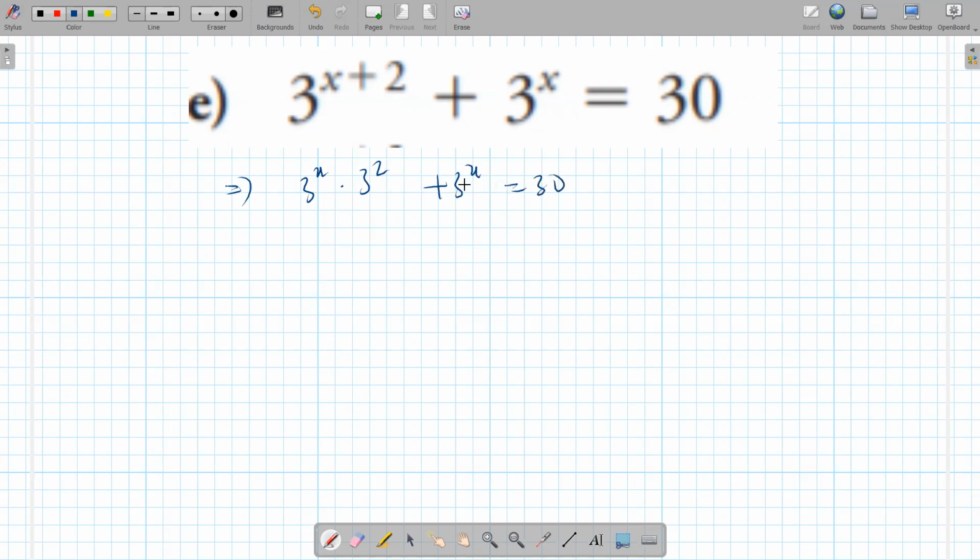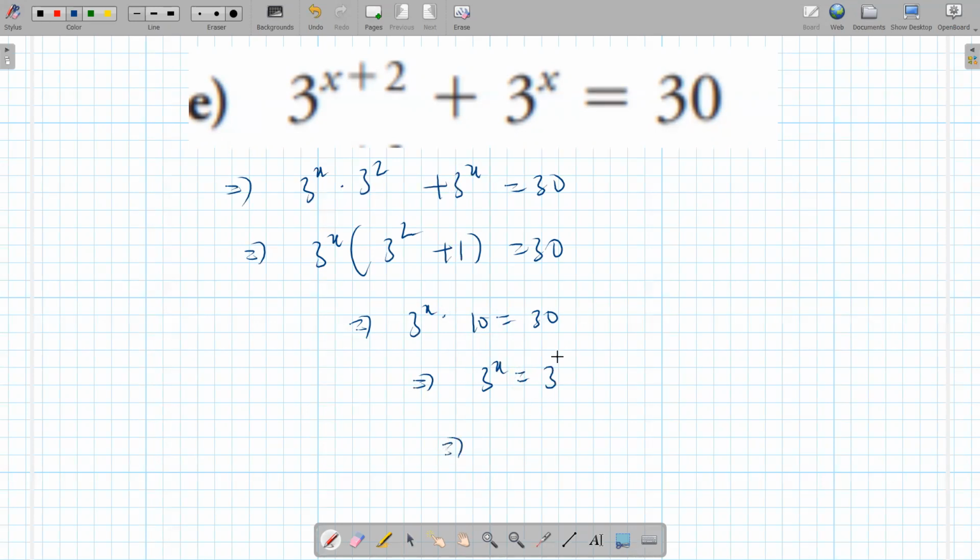And now you want to factor out 3 to the power of x from the left-hand side of this equation. So you get 3 to the power of x, yeah? You get 3 squared plus 1 equals 30 with that. From here, it becomes pretty simple because 3 to the power of x times 10 equals 30. Divide both sides by 10. You get 3 to the power of x equals 3, yeah?